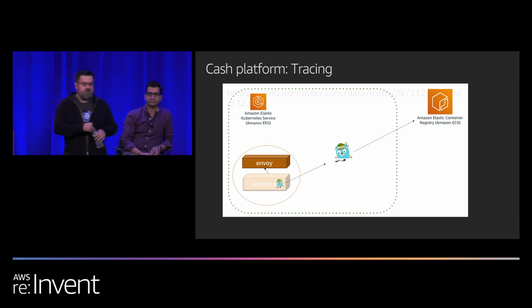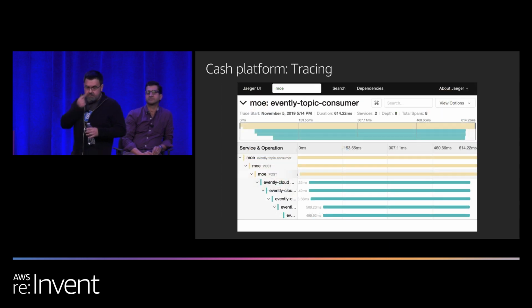Our tracing system is pretty straightforward. We use the Jaeger open source project to provide traces. The OpenTracing client is embedded directly into our open source Kotlin and Go service containers. A bit of configuration points them at Jaeger, which is running as a service in Kubernetes. Here's an example of what a trace looks like.